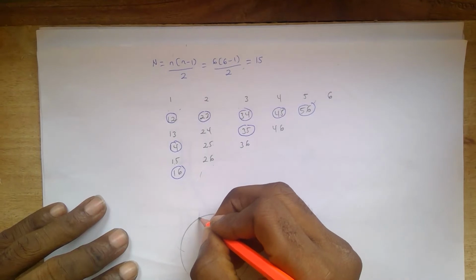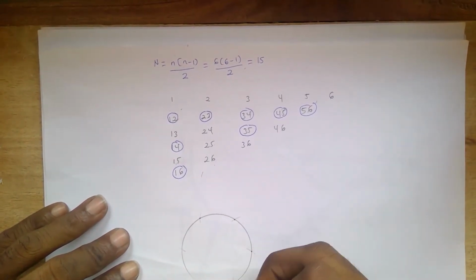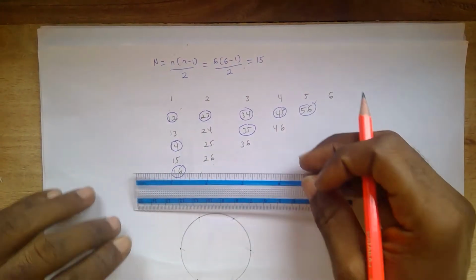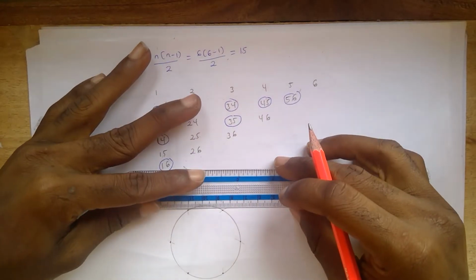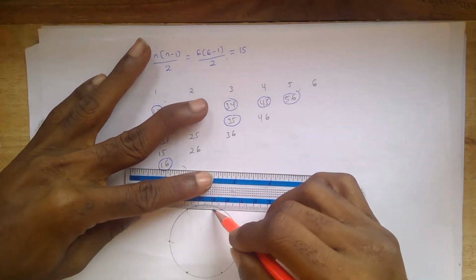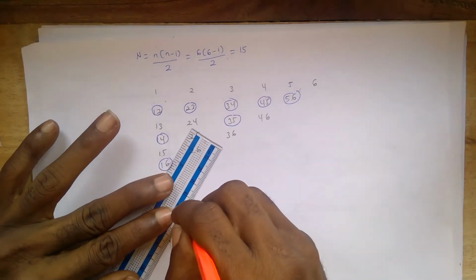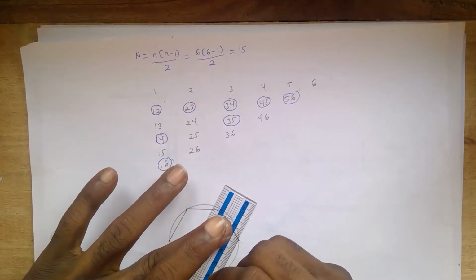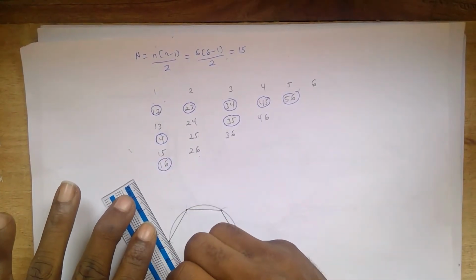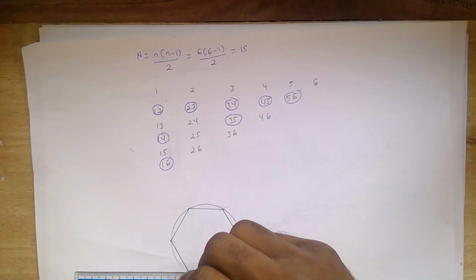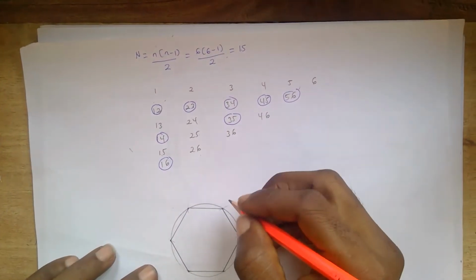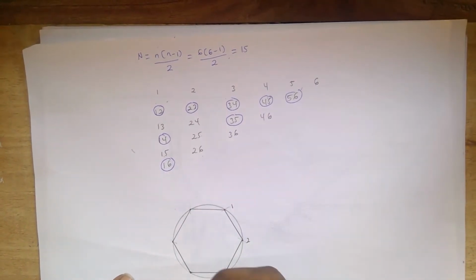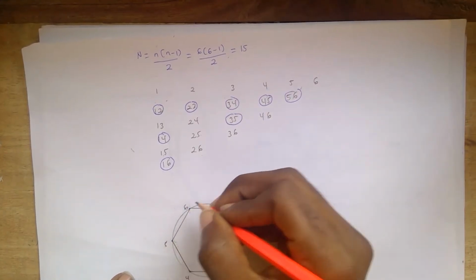Okay, so I'm going to darken the points. So this is what you have. Now let's join them. This is not really perfect as I expected. So this is what you have. So I'm going to label the points. So this becomes 1, 2, 3, 4, 5, 6.